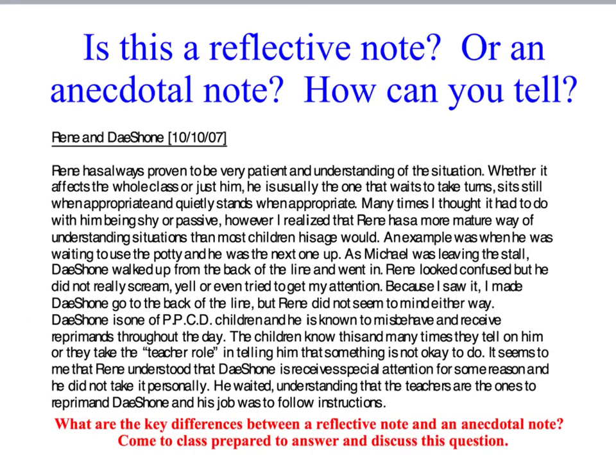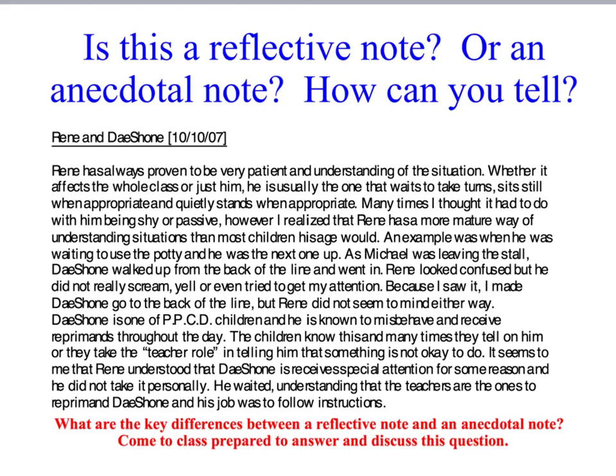In the past, some teacher candidates have had difficulty distinguishing between a reflective note and an anecdotal note. So what I've given you here is an assessment document that describes some interactions between Renee, whom you met in the previous slide, and Daishon. And I'd like you to read it and think about it and determine whether you think it's a reflective note or an anecdotal note, and to elaborate on the reasons for your decision.